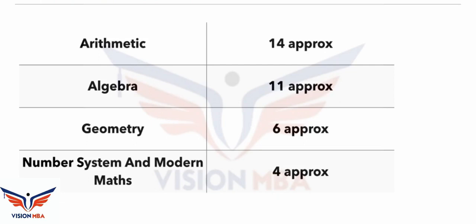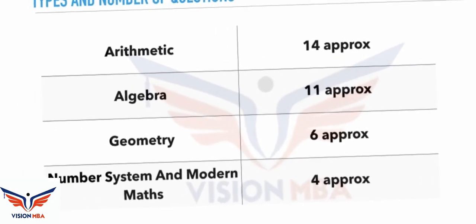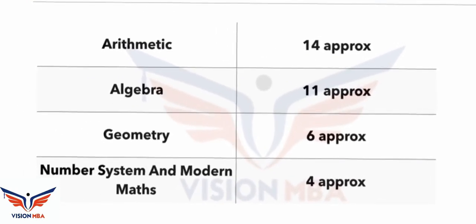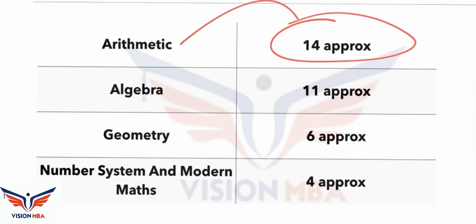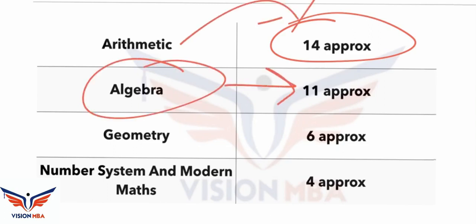Again, guys, this is an assumption, a prediction, or an analysis based on the previous questions. Nobody can say that this is sure shot stuff, and if someone says that, they are selling you bananas, and I'm not a banana seller. Now on arithmetic, you're going to get around 14 questions. On algebra, you're going to get 11 questions. On geometry, you're going to get 6 questions.